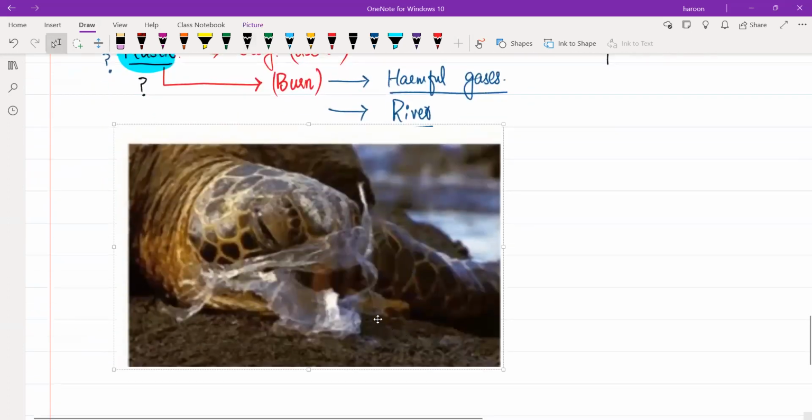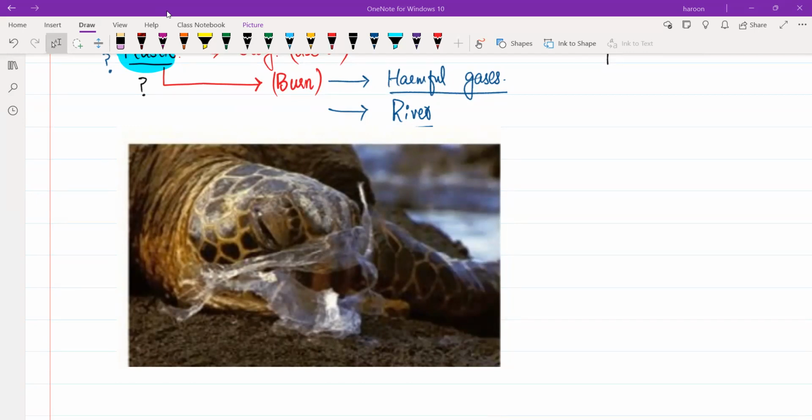This cute turtle, it is actually a turtle, is dead now due to this plastic. You can see it is actually stuck on its mouth. So the harmful effects of plastic waste are very dangerous. Now you can see that this plastic is very dangerous.